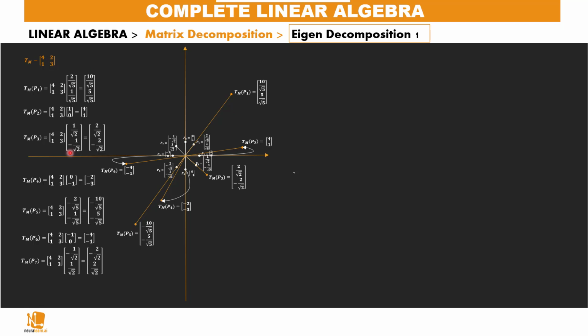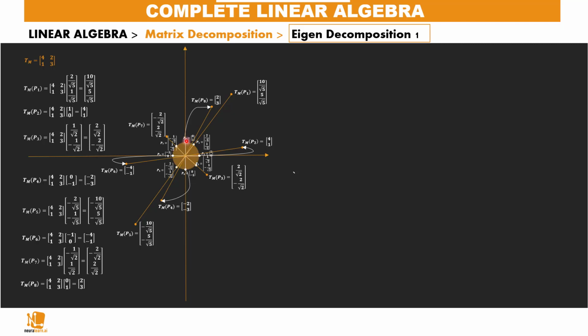P7, -2 on root 2, 2 on root 2, which also lies on the same line as the vector linking the origin and the point P7. So this vector is an eigenvector of the matrix. And finally, we have the transformation of the point 0, 1, which leads to 2, 3. And we have this new point, which is forming a vector which doesn't span the line of P8, or the line spanned by the vector linking the origin and P8.